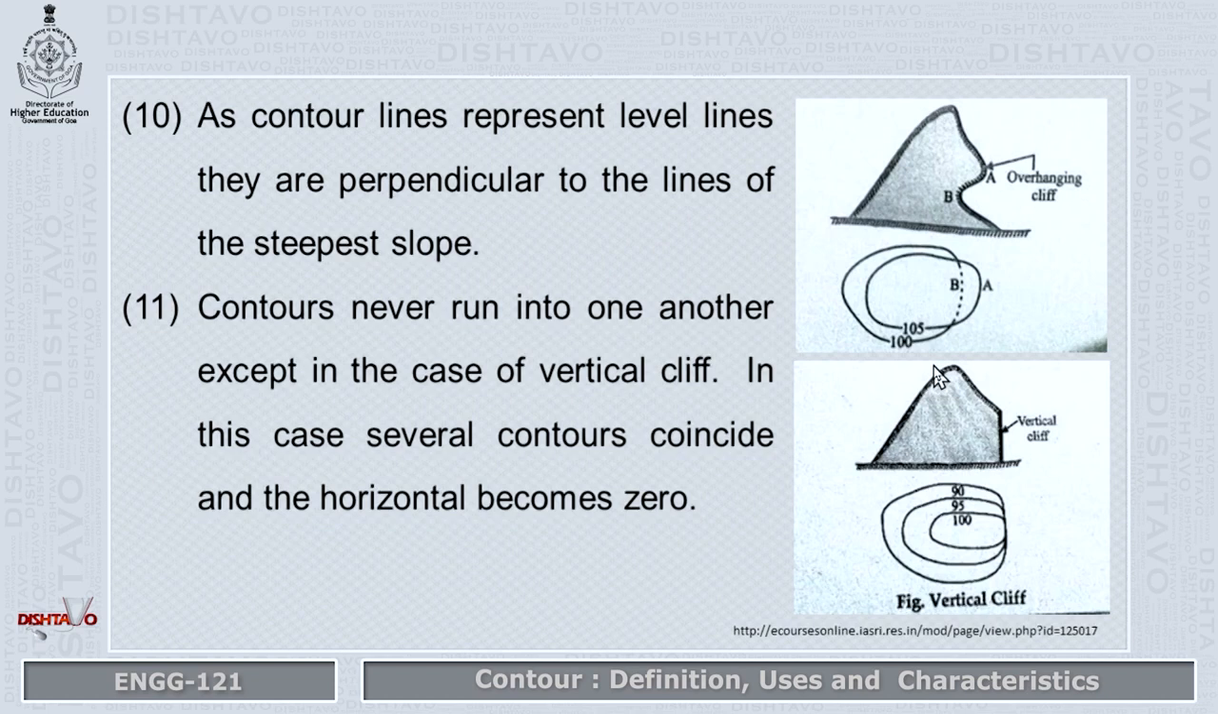Next, as contour lines represent level lines, they are perpendicular to the lines of steepest slope. Here, it is perpendicular or 90 degrees to the steepest slope. Next, contours never run into one another except in cases of a vertical cliff, like here. It crosses here. So these are the important characteristics of this contour line.